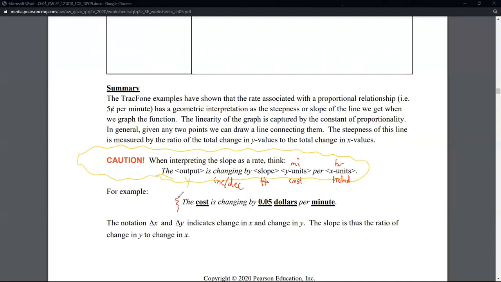So again, this sentence right here is relating to that cell phone plan earlier. The cost is changing, or we could have said the cost is increasing by 5 cents per minute, or $0.05 per minute, because every extra minute we talked, we paid 5 more cents.